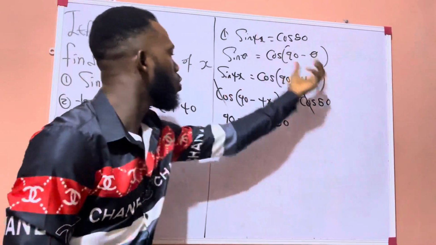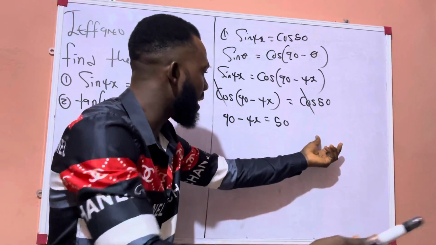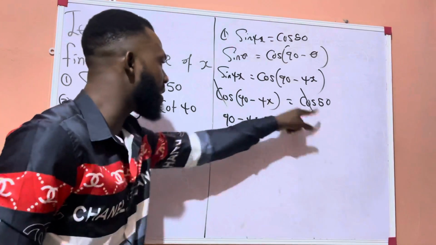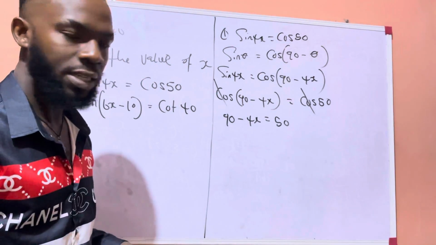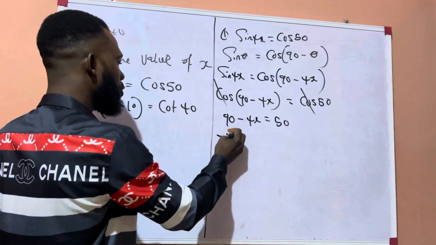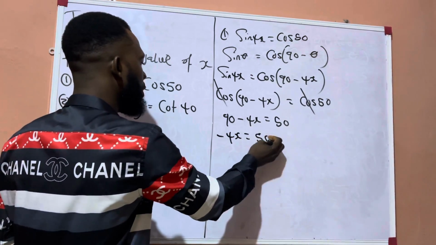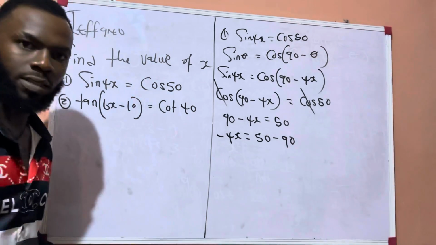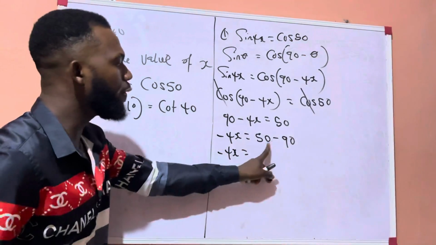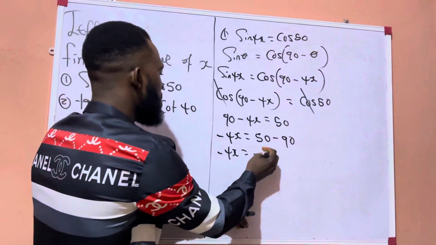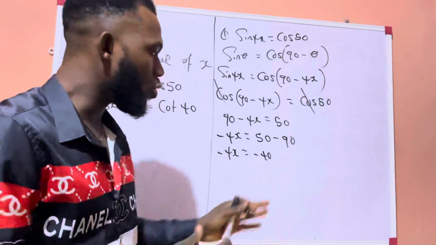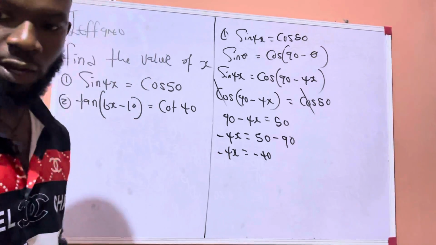Now we are going to collect like terms. When 90 goes to the right-hand side, it becomes minus 90, because there is a positive sign here. So when plus 90 crosses, it becomes minus 90. What will be left here is minus 4x. So minus 4x is equal to 50 minus 90, which gives us minus 40.